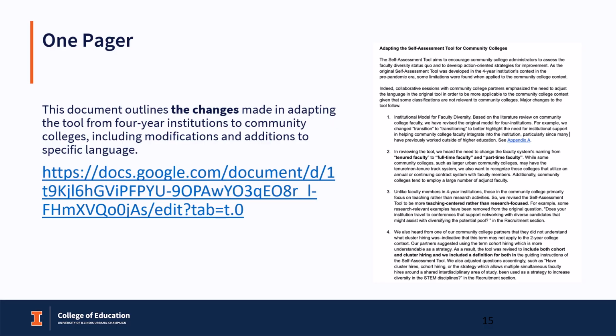This document outlines the updates made to adapt the tool to community college settings. The tool was originally developed for 4-year institutions, but we have revised the original version to ensure community colleges see themselves in the document. You can refer to this document, what we've called our one-pager, for detailed explanations of the differences.